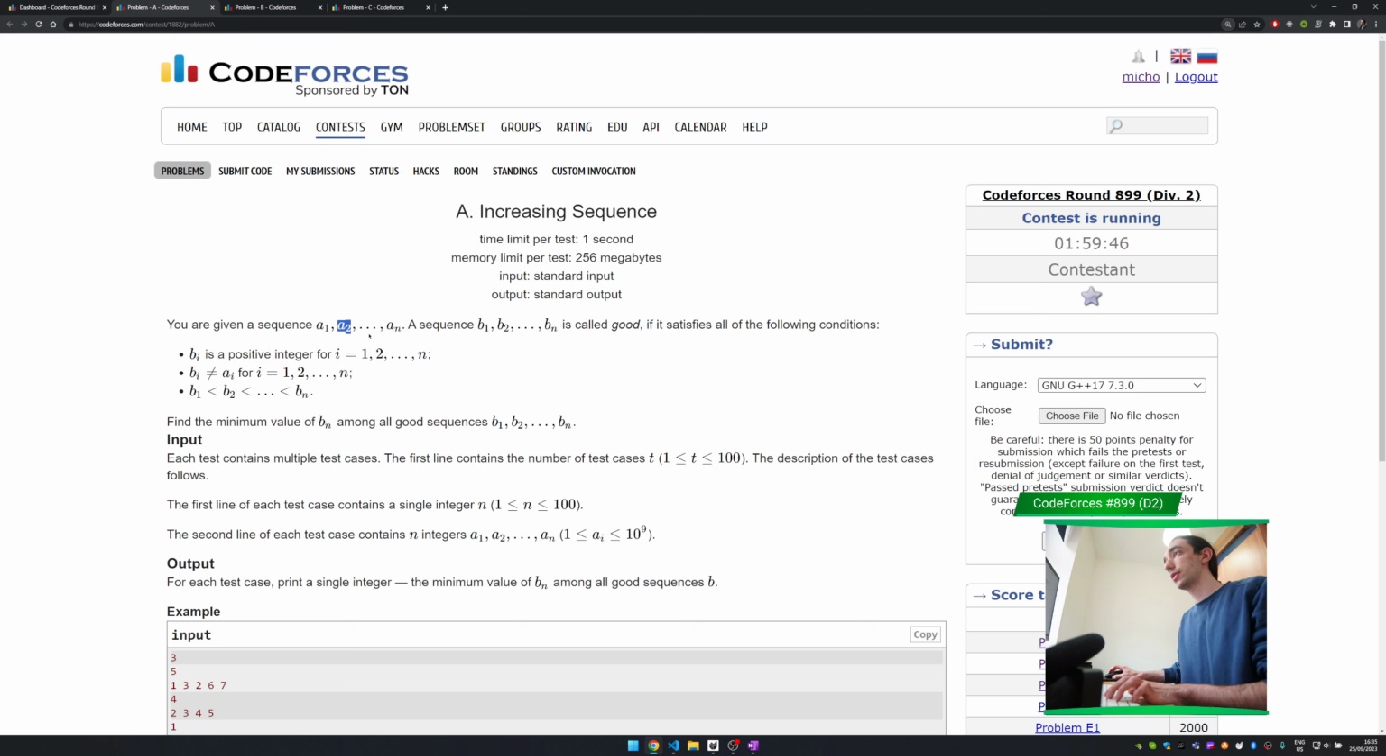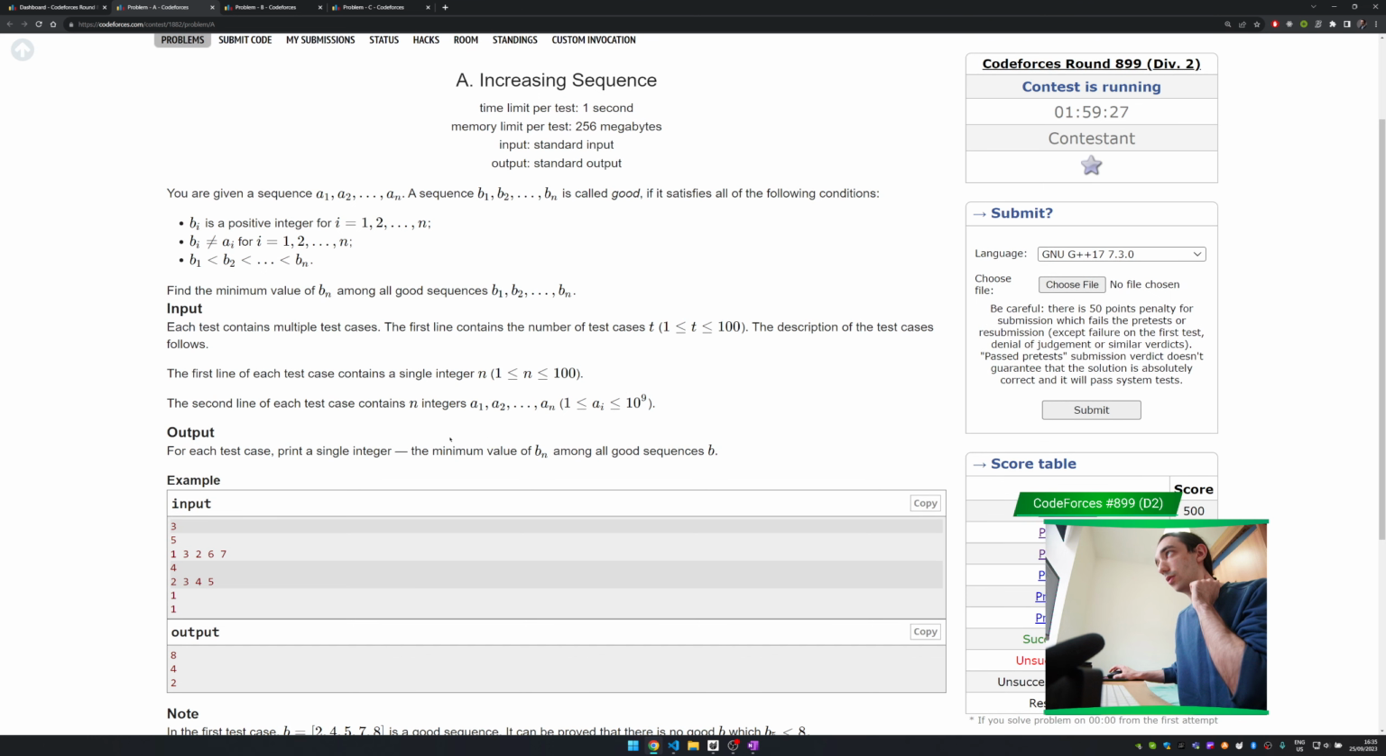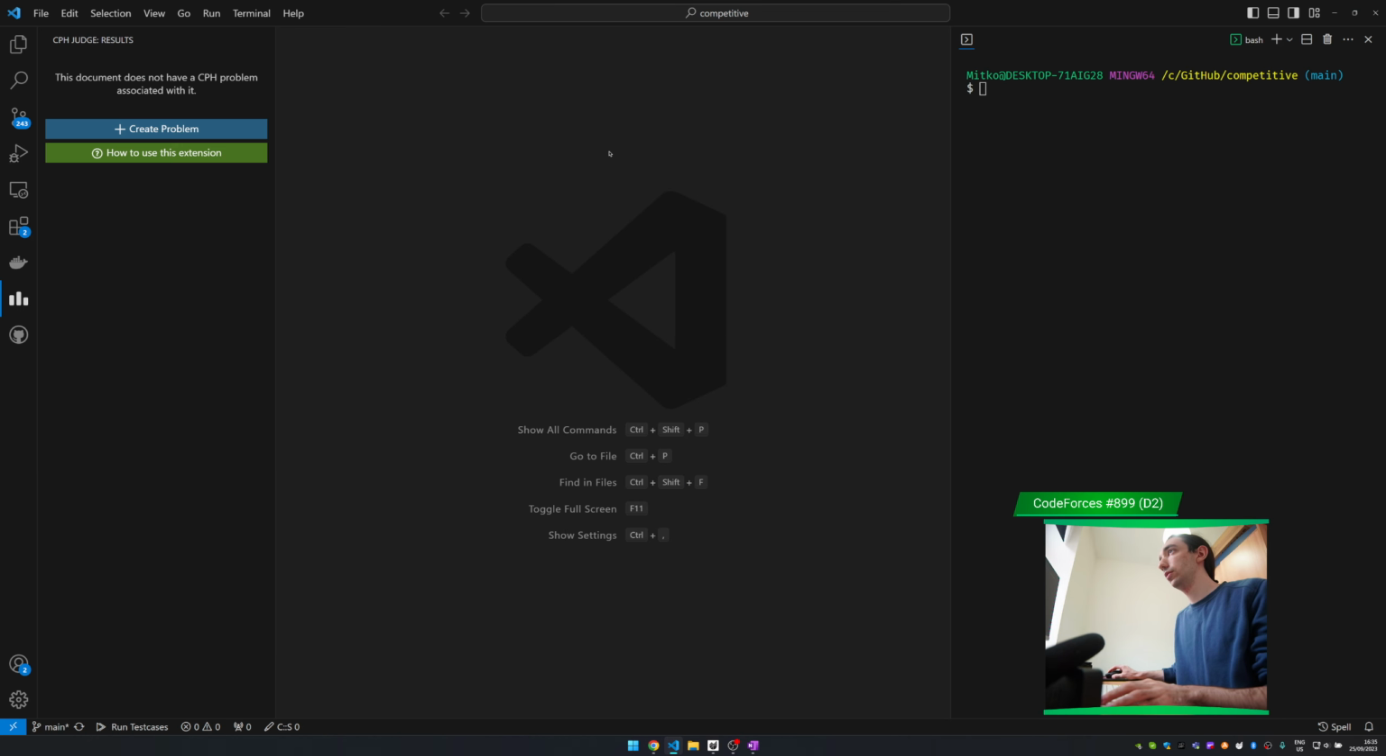So you're given a sequence A, and a sequence B is called good if it satisfies the following condition. Bi is a positive integer, Bi is not equal to Ai, and all of these are increasing. Find the minimum value of Bn among all good sequences. So first the increasing sequence, but if one of these matches with A, then I will shift it one more, and I will do this repeatedly. So this will be optimal.